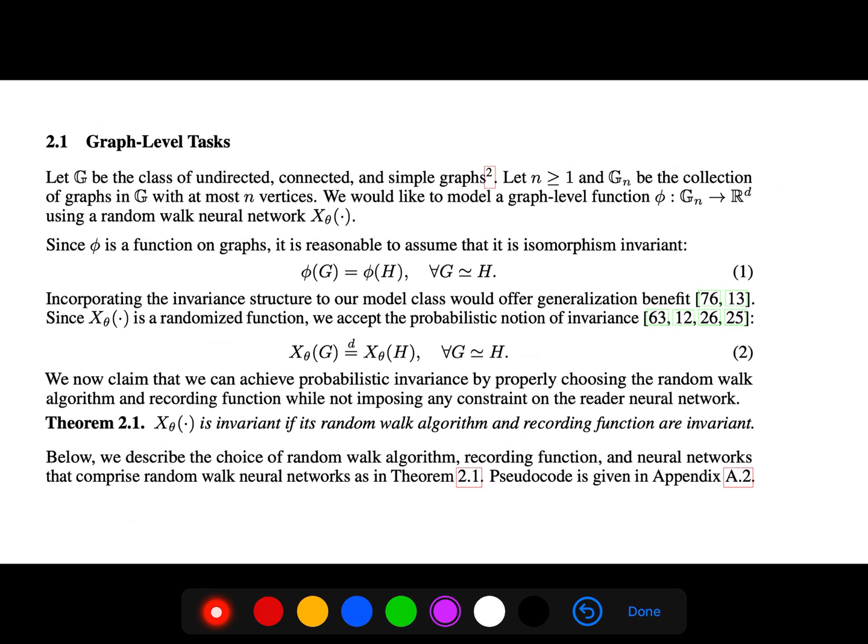So since phi is a function on graphs, it is reasonable to assume that it is isomorphism invariant. Incorporating the invariance structure to our model class would offer generalization benefit. Since x is a randomized function, we accept the probabilistic notion of invariance. We now claim that we can achieve probabilistic invariance by properly choosing the random walk algorithm and recording function while not imposing any constraint on the reader neural network.